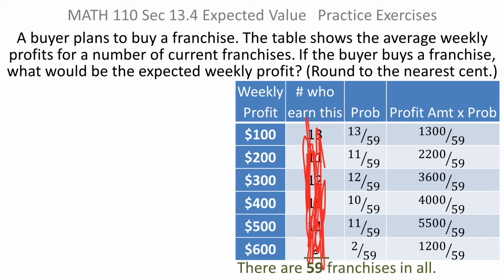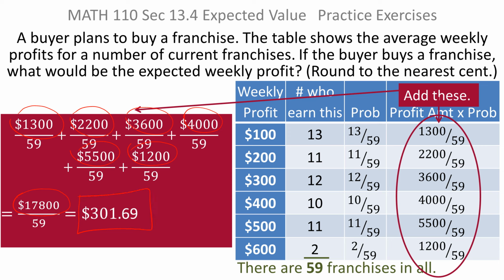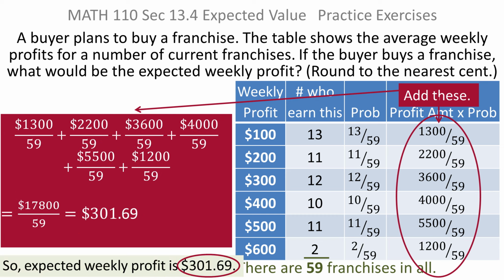Now remember, once I get the products, I want to sum them to get the expected value. So I simply add up all six of these fractions. They all have a common denominator of 59, so all I have to do is add up the numerators and put it over 59. If you add up 1300, 2200, 3600, 4000, 5500, and 1200, you get 17,800. So that's over 59. If you do the division and round to the nearest cent, you get $301.69. So that would be the expected weekly profit.